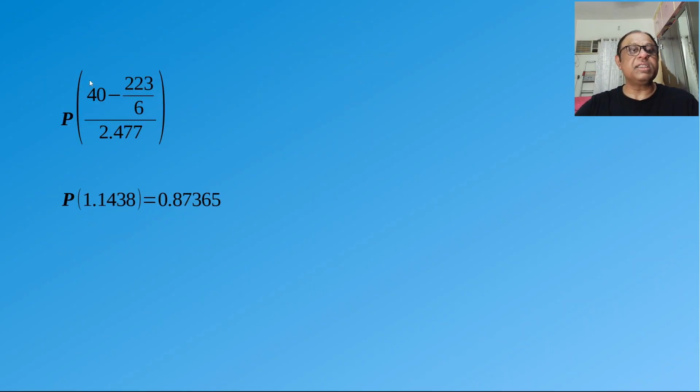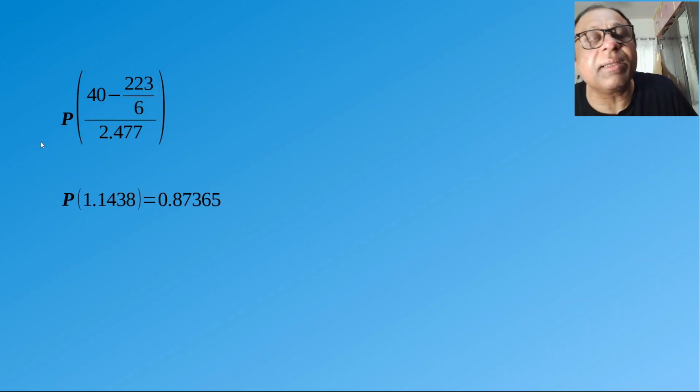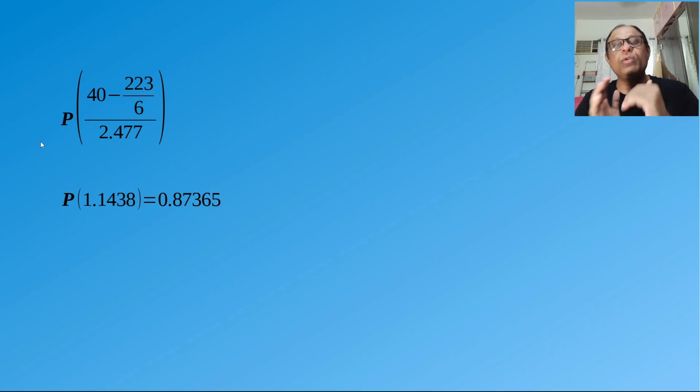Now let's get to this formula. Forget putting 40 here, just put 223 by 6 here, which is nothing but the early time of the project that we had calculated. So the difference of this is going to be 0 and this divided by this is going to be 0, and P of 0. So P is something you have to look into the Z table.